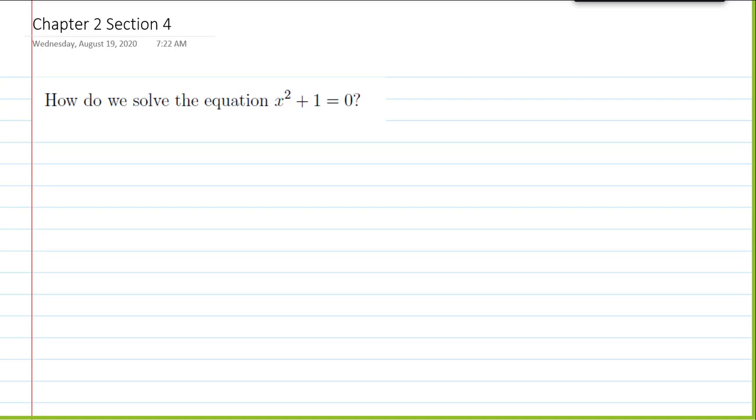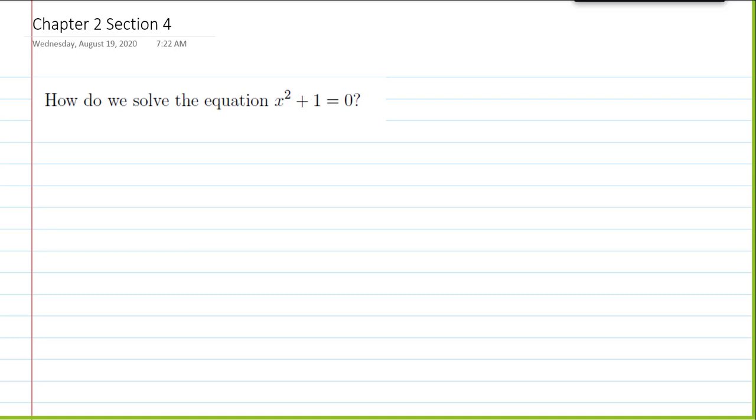All right, so to get started in Chapter 2, Section 4, we're going to start with the question. Well, how do we solve the equation x squared plus 1 is equal to 0? Well, let's just start by checking a few things.